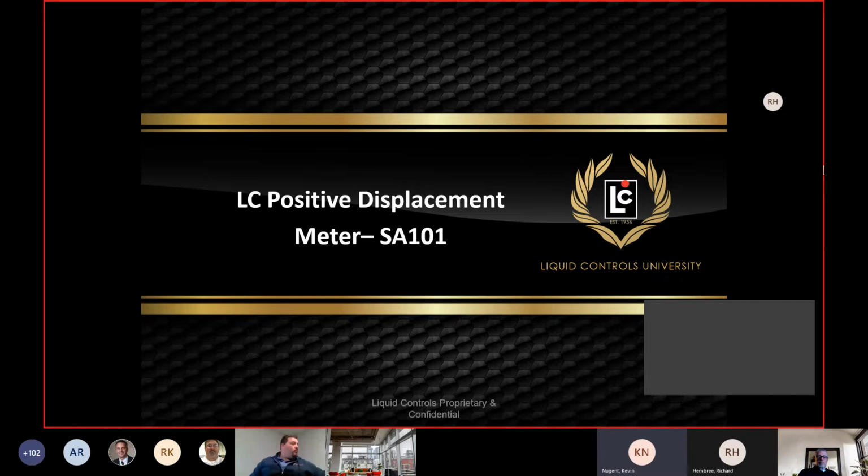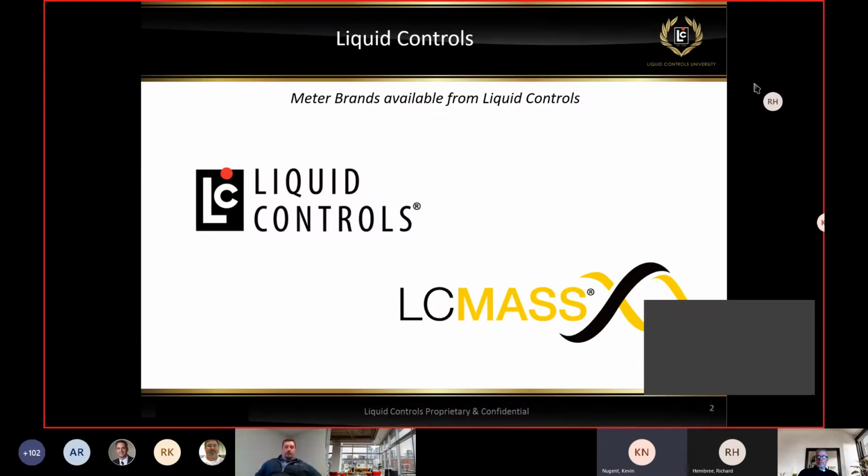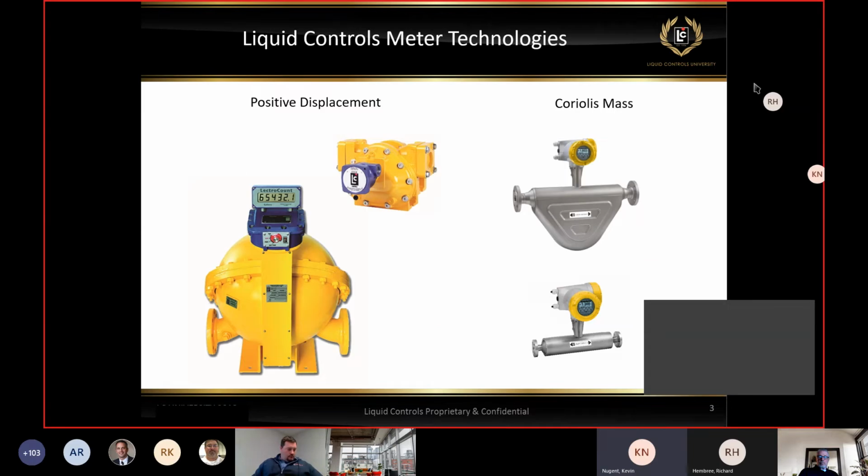This section here today, we're going to do the LC positive displacement flow meter, as well as the other meter brands available with Liquid Controls. Most of you are familiar with the Liquid Controls positive displacement flow meter. We also have the LC mass that we'll focus on as well. This is a high level discussion, and we'll broaden the discussion in later times.